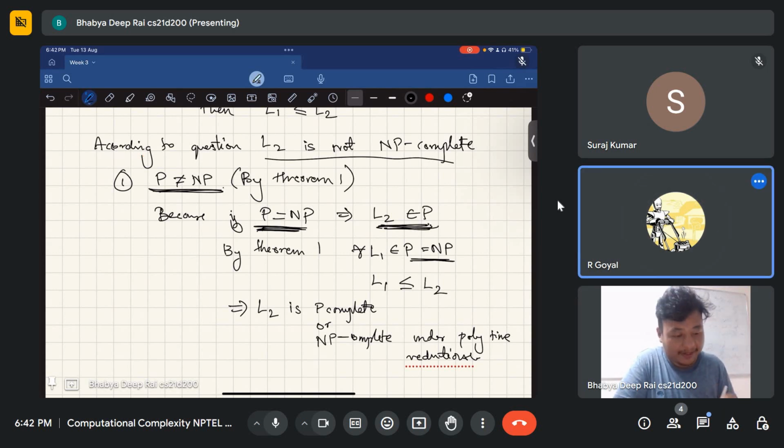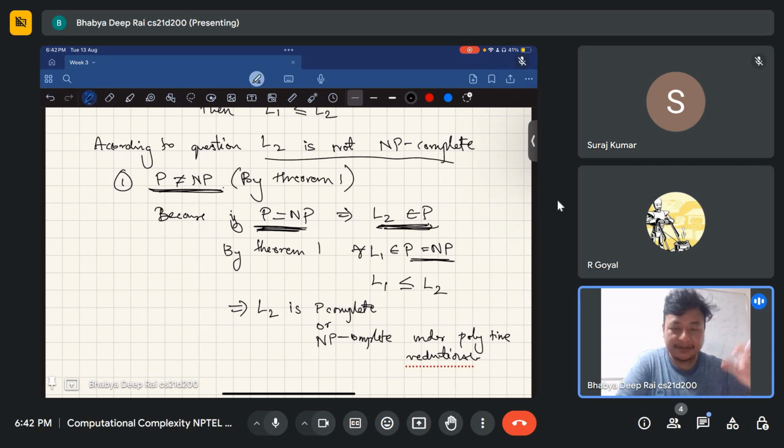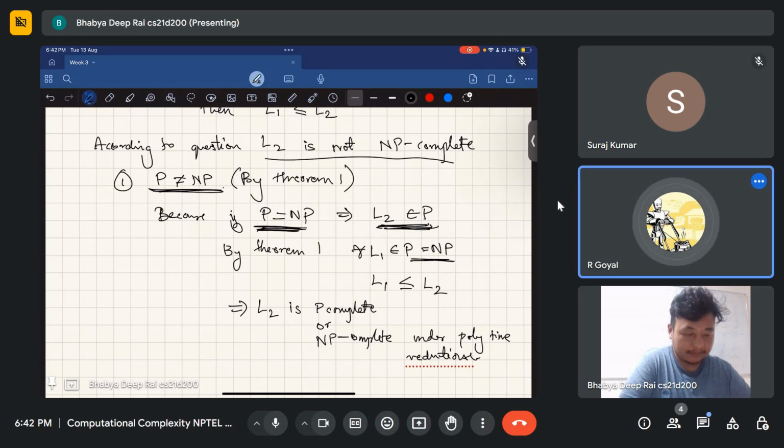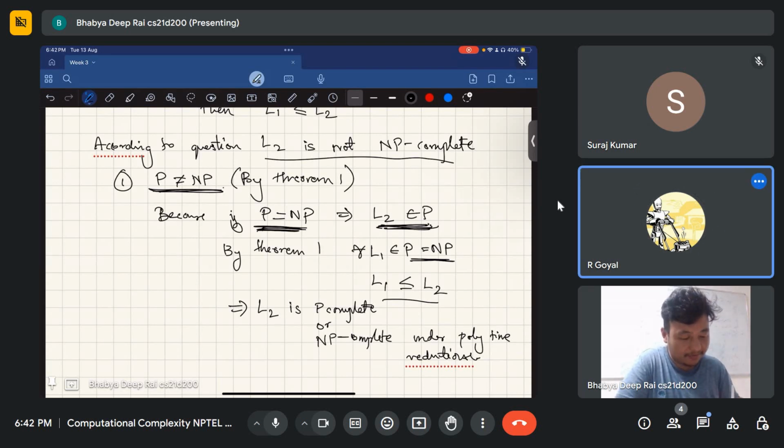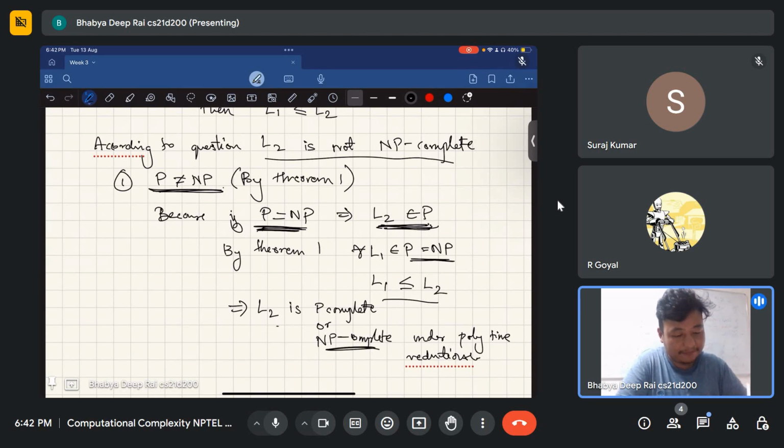Now by theorem 1, everything in P reduces to each other. So everything in P reduces to L2 also. And P is equal to NP, so everything in NP also reduces to L2. So L2 becomes NP complete. But what did we assume? L2 is not NP complete. That is what we already know, which is a contradiction.